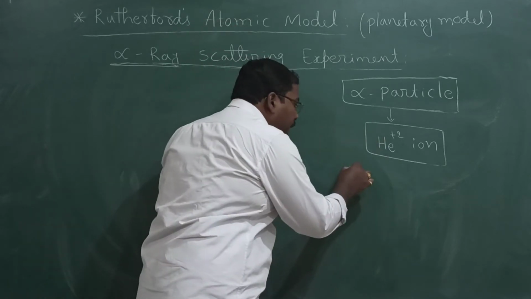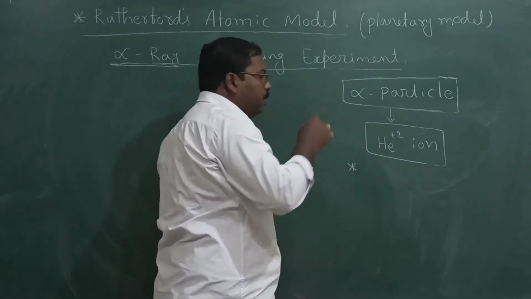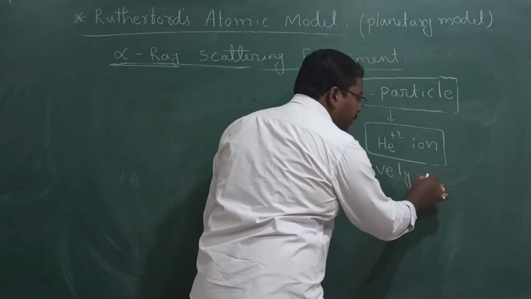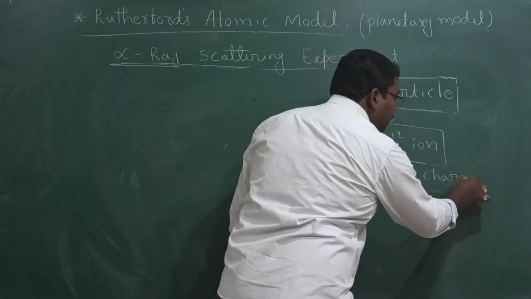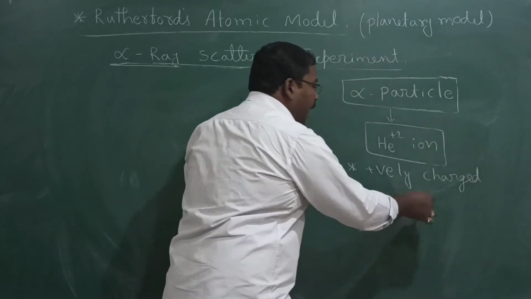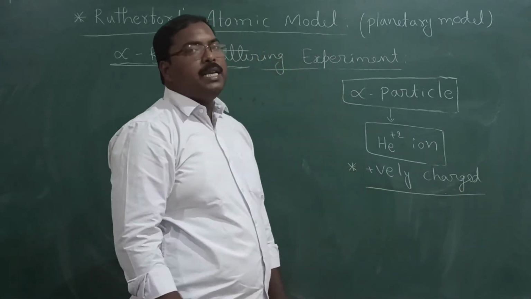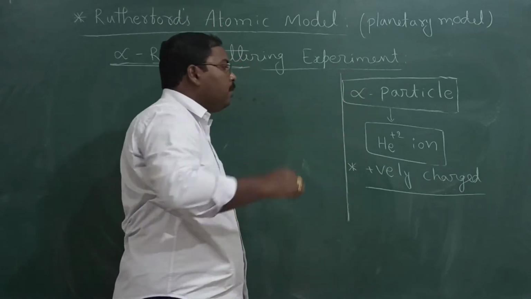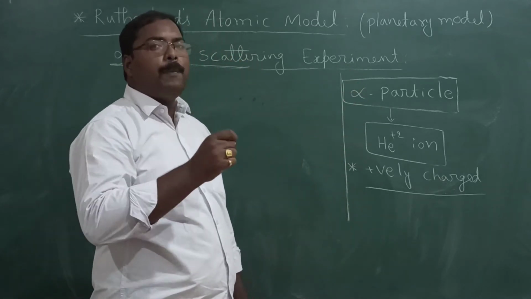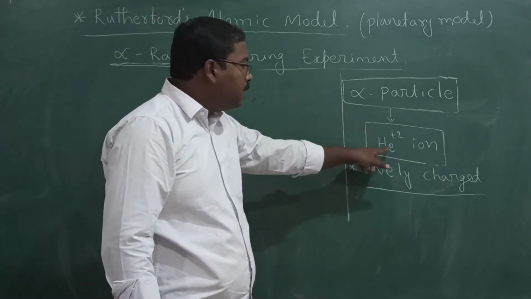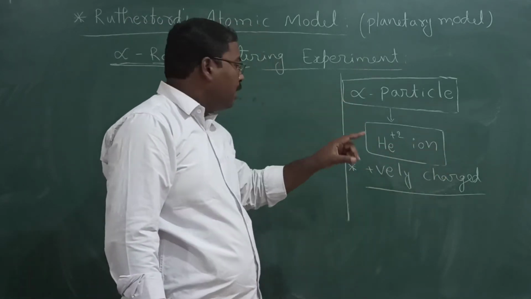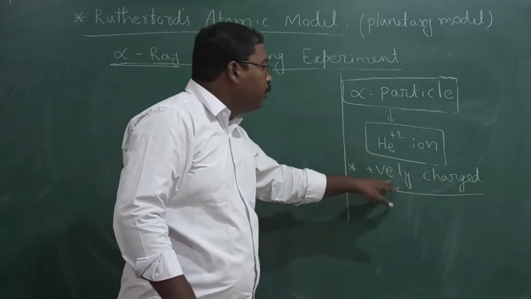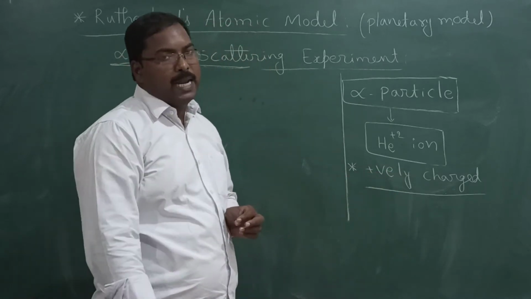So one important point about the alpha particle we need to know is that alpha particles are positively charged. Okay? Alpha particles are positively charged particles. This is the minimum information we need to know about the alpha particle. The alpha particle means helium plus 2 ion. It doesn't have any electrons, no negative charge. The alpha particles are purely positively charged particles.